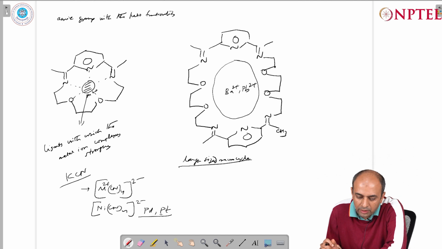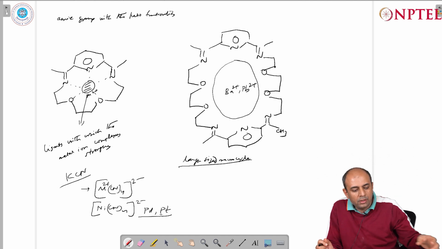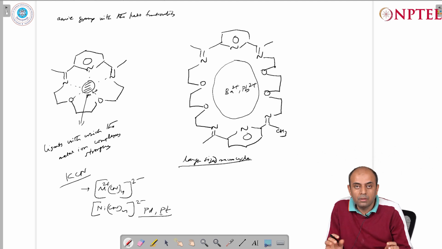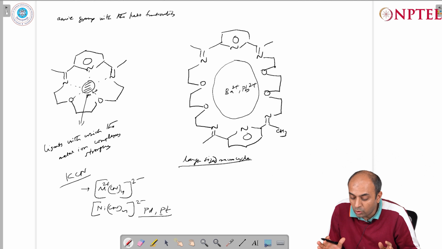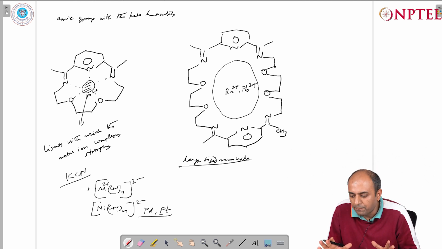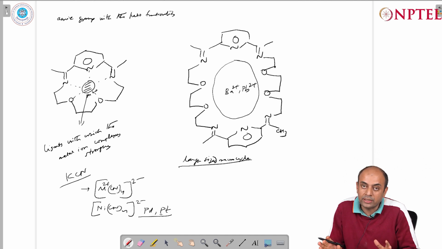So, all these results demonstrate to us the relevance of the template effect, both kinetic as well as thermodynamic, in the formation of larger size macrocycles, and with this we have got a complete overview of this class of ligands: the coronands, the podands, the crown ethers, cryptands, and we have also looked at spherands.